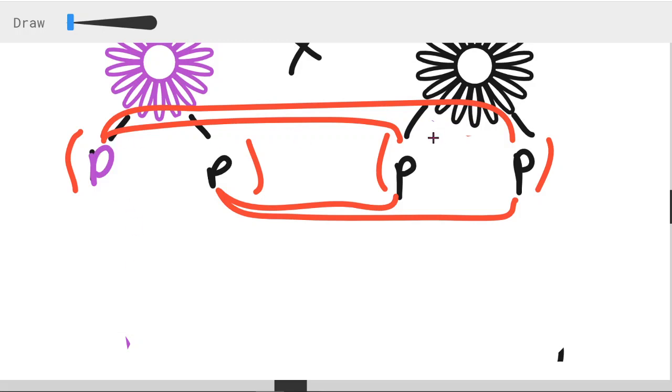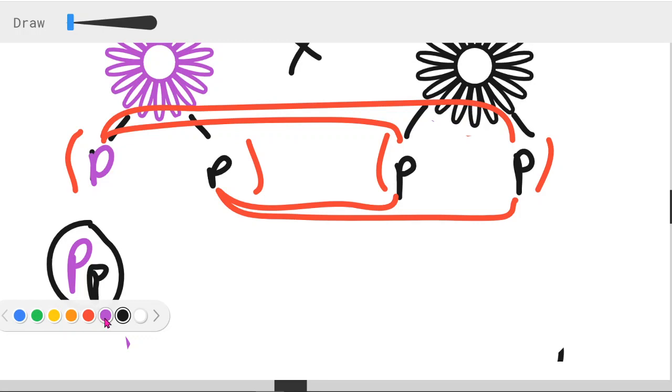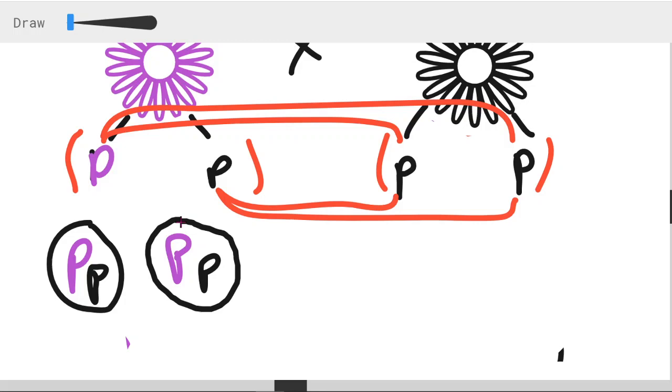Now let's see, the first one is the dominant multiplying with this one, so we're gonna have a purple allele combined with our non-purple allele. That's our first combination. That's gonna be the first offspring, the first seed, or the first plant that we get. The second one is gonna be very similar, if not the same. It's gonna be a dominant with a recessive allele.